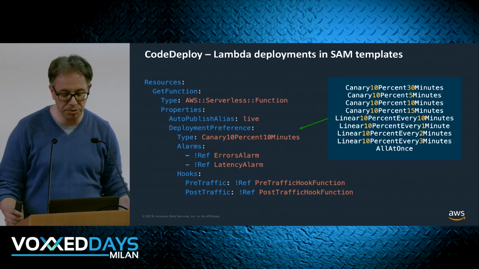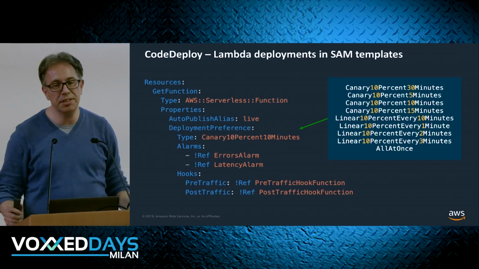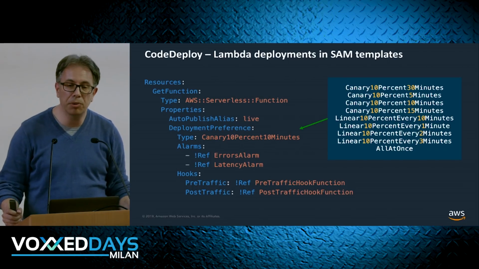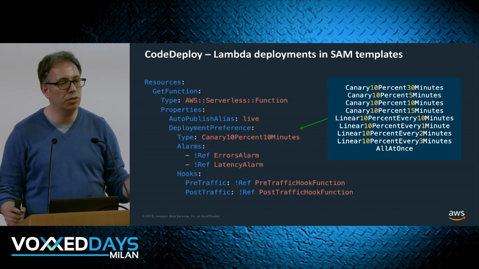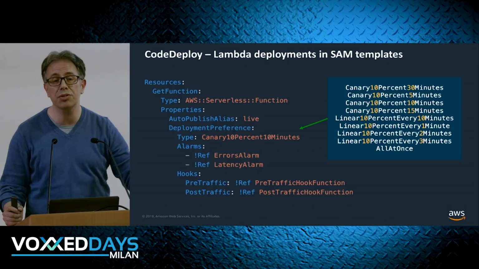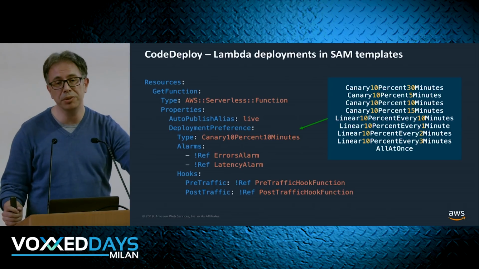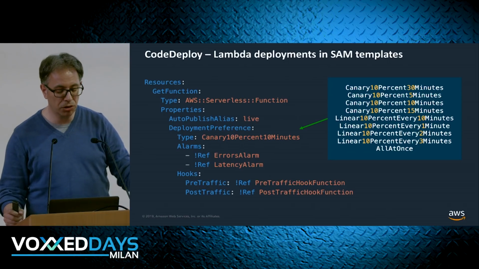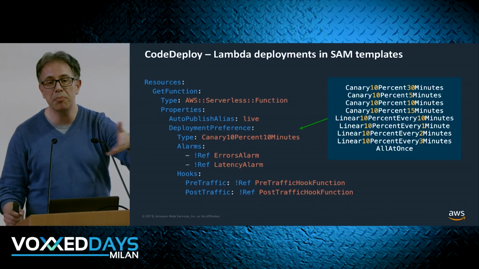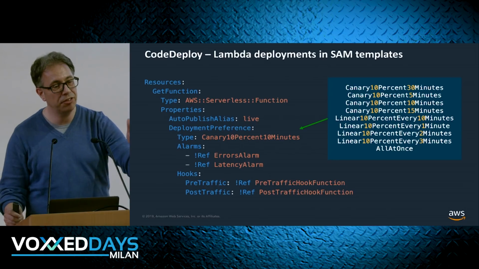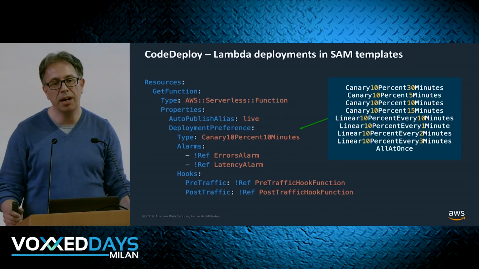Then you can choose your deployment preference, and we have a list of standard deployments that you can use, like canary or linear deployments. A canary deployment is a two-stage deployment, like 10% of the users, 10% of the invocations go to the new version for some time, and then it's open to everybody. With linear deployment, you can slowly add 10% every 1 minute, every 3 minutes, or every 10 minutes, or so on. And during this canary phase or linear phase, you can set up alarms.